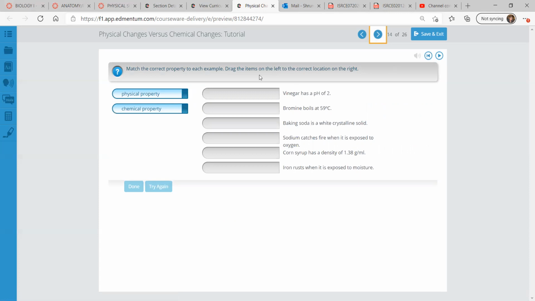Vinegar has a pH of 2. pH is a chemical property. Bromine boils at 59 degrees Celsius, a physical property. Baking soda is a white crystalline solid. That's the appearance of baking soda. Sodium catches fire when it's exposed to oxygen. It's a chemical property. Corn syrup has a density of 1.38 grams per milliliter. That's a physical property. Iron rusts when it's exposed to moisture.